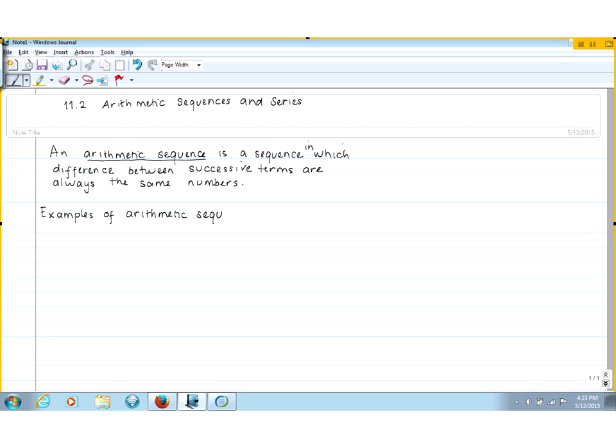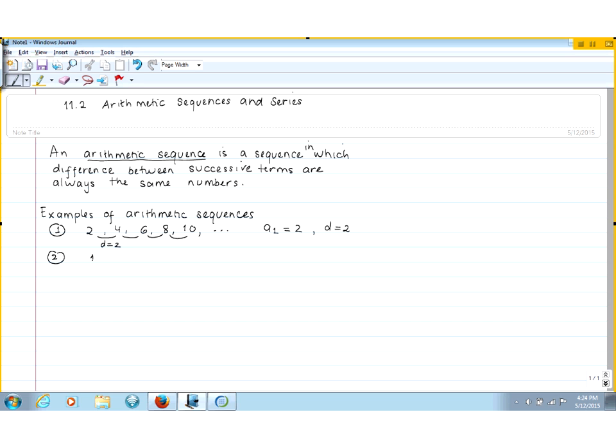So for example, this is 2, 4, 6, 8, 10, etc. So the first term is 2, A1 is 2, so A1 is the first term. And the common difference, the difference between each of the successive terms, is 2. So 10 minus 8 is 2, 6 minus 4 is 2, etc. So the common difference is 2.